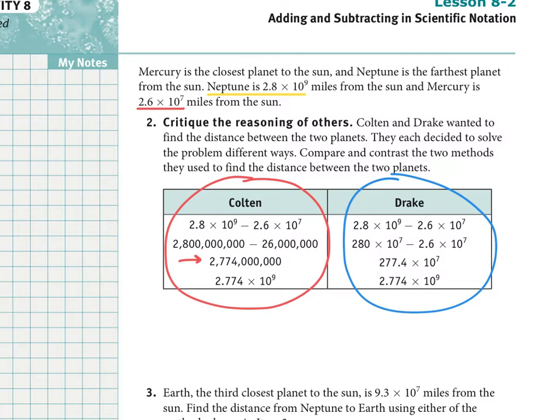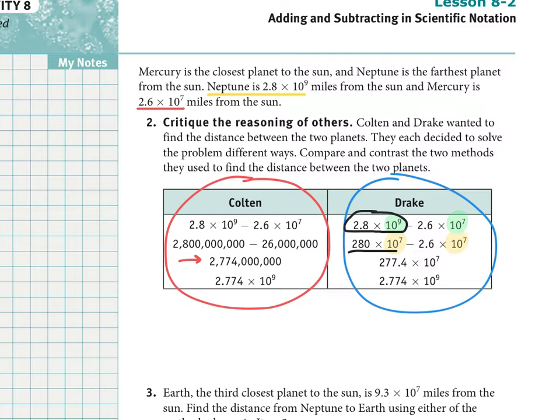If you remember the rule, if you're going to keep them in scientific notation, you need to be able to write them so they're both times 10 to the same exponent. Originally they were not the same. One was times 10 to the ninth, and one was times 10 to the seventh. So Drake decided on converting one of them so that it would match the other one. Notice that 2.8 times 10 to the ninth is equivalent to 280 times 10 to the seventh.